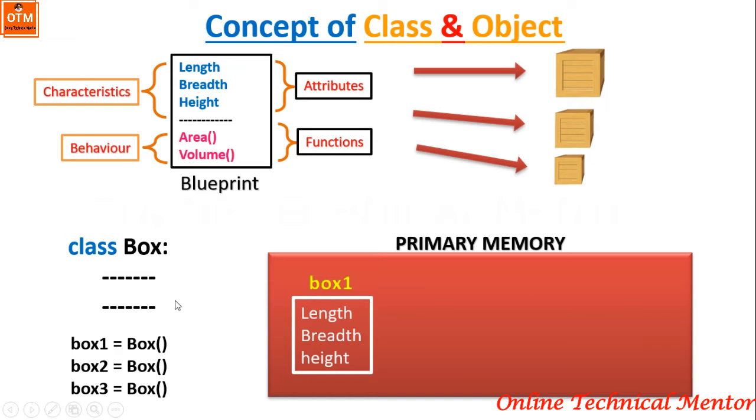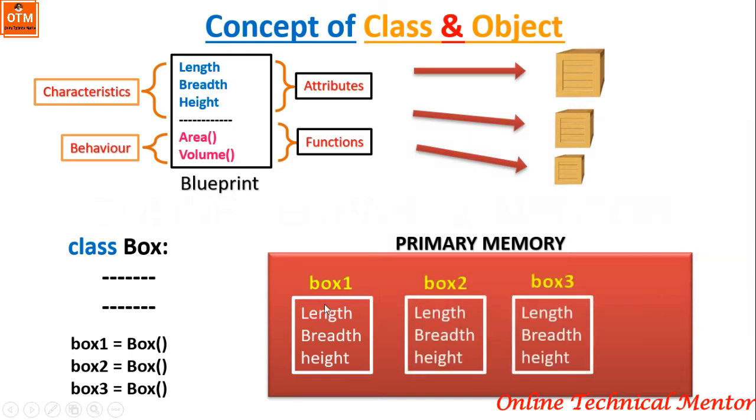Class does not occupy space in memory. It can be assumed as a plan or a design written on paper. So when the plan is implemented, then an object is created. In the same way, we can create multiple objects of the same class. Here I have written box2, box3, which contain the same parameters, but the values of the parameters in each box are different.